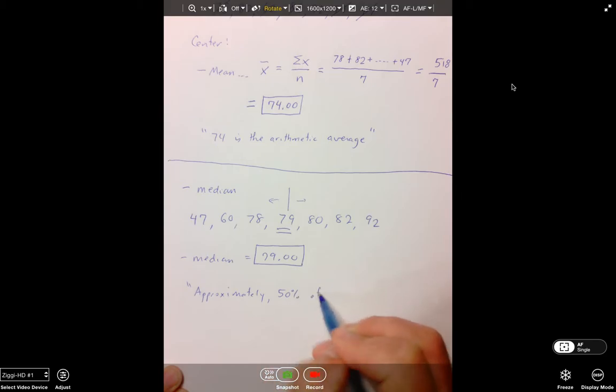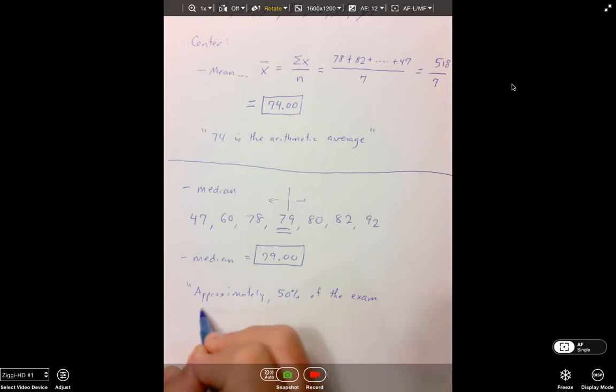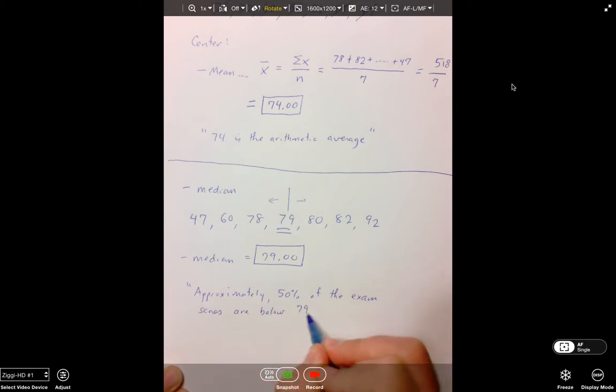So what I would say here in describing the median is approximately 50% of the exam scores is below 79.00. So guys, that gives us kind of a fulcrum, if you will. It gives us a kind of a leveling point.